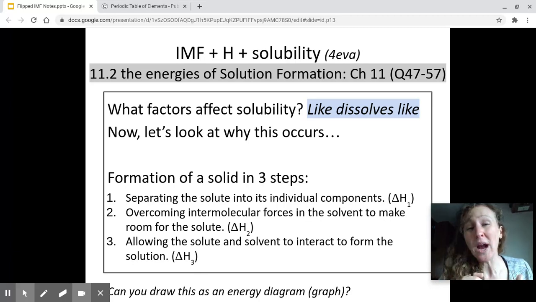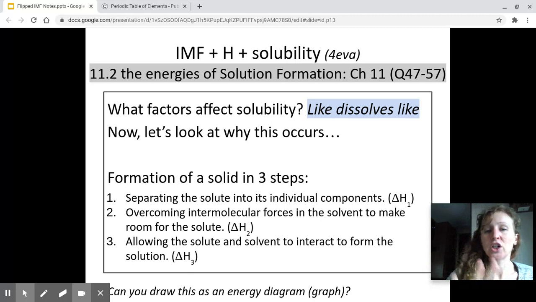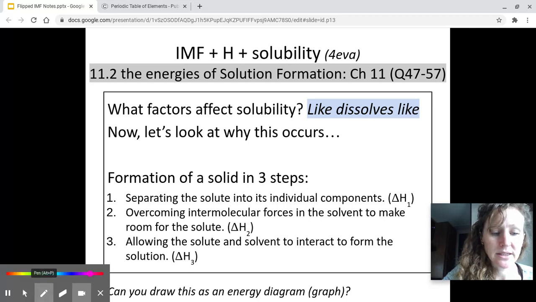But it's not quite as simple as that. When we look at solubility, we have to look a lot of times at what happens to the solid before it can have that ion or that dipole present in order to dissolve in the other polar thing. So we want to look at solubility as if it's occurring in 3 separate steps. Okay, and the separate steps would be listed down here.